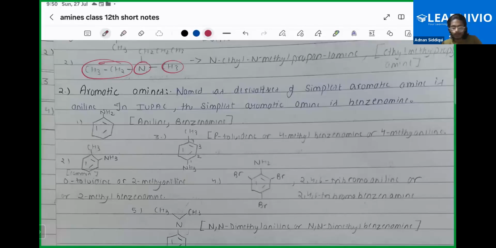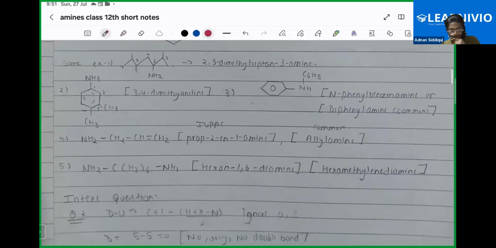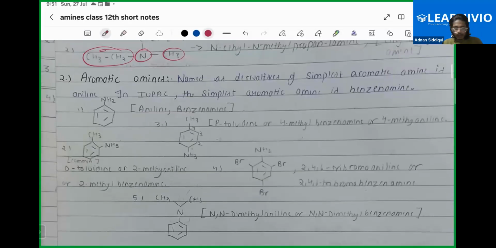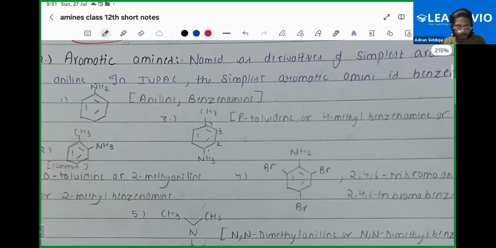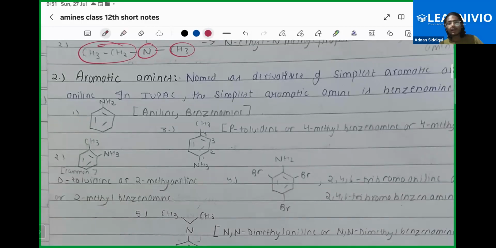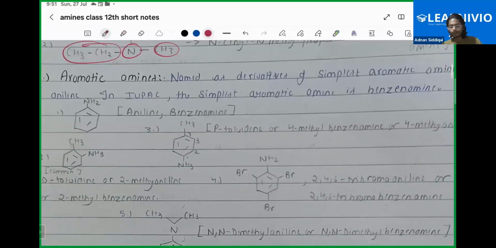So now let us see how you are going to name your aromatic amines. I hope you remember what we call this compound. Benzene with an NH2. It is aniline, or you can call it benzenamine as well.